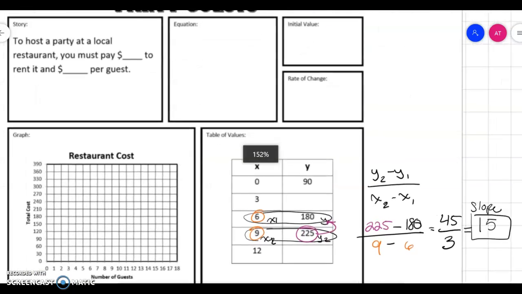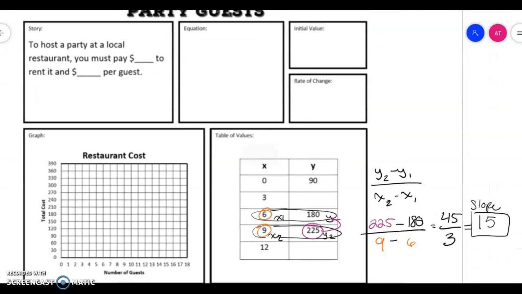So now up here, I can say it's $15 per guest, because a slope is always something per, or constantly increasing, the rate of change increasing. So my rate of change, remember, is slope. That's going to be 15. Well, how the heck am I supposed to figure out the rest of my equation? Now I have 15x plus b. What the heck?